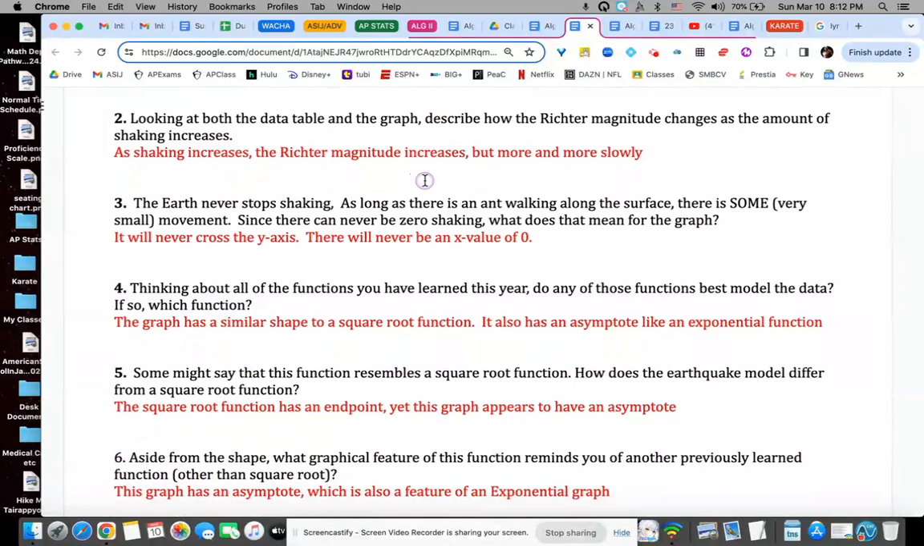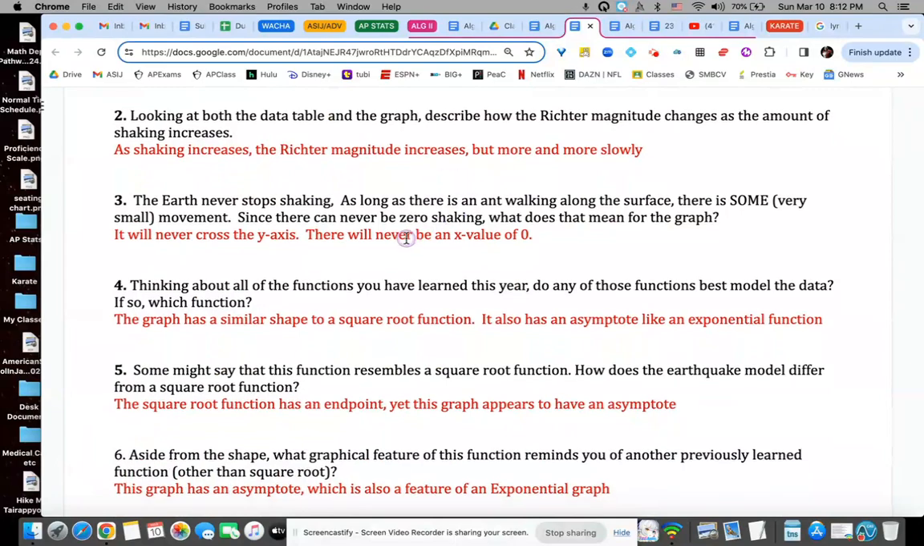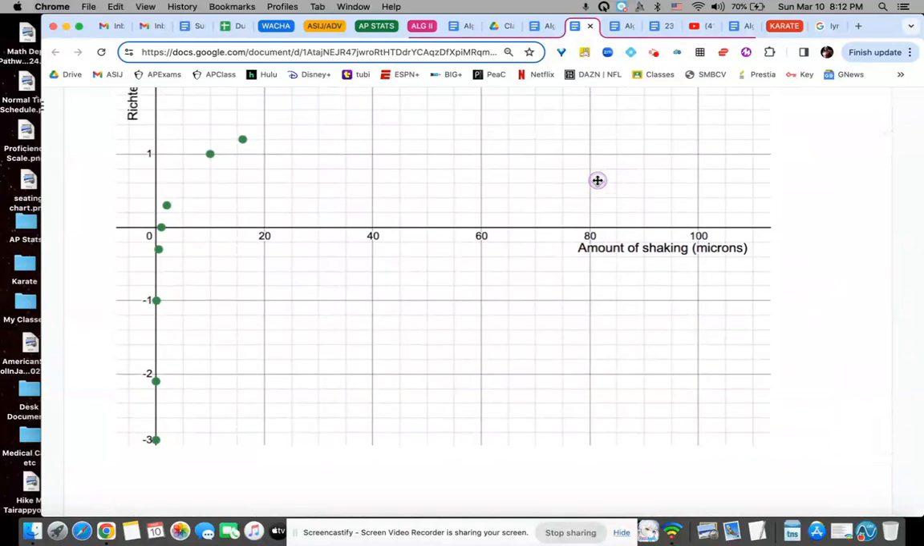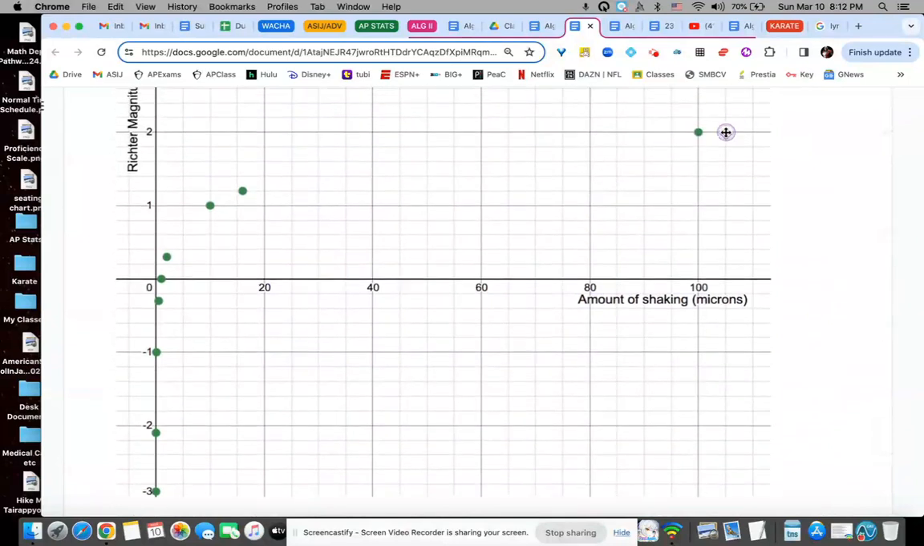Anyway, okay, so you should go through all that. Hopefully you get this idea that it never, oh, that's one thing you've got to look at, right? We never cross the y-axis. This gets closer and closer and closer to the y-axis without ever crossing it.